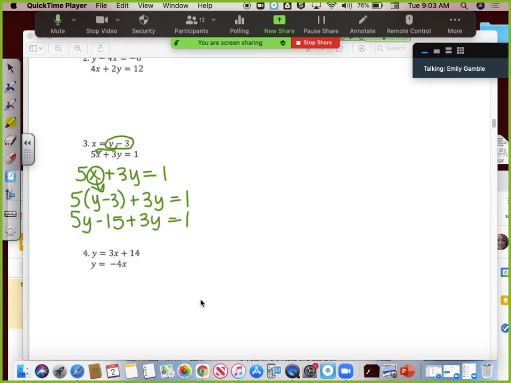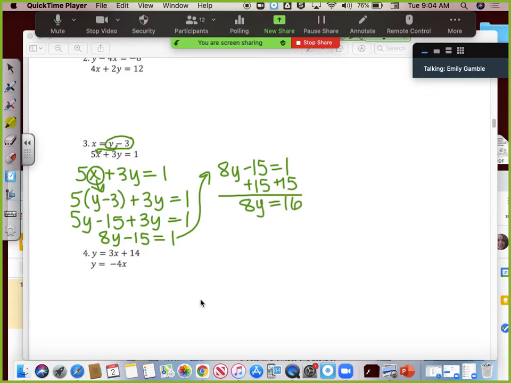And then solving by combining like terms. 5y plus 3y is 8y. I have 8y minus 15 equals 1. I'll finish my work up here. I would add 15 to both sides. I get 8y is equal to 16, since 1 plus 15 is 16. I divide everything by 8, and I get y is equal to 2.